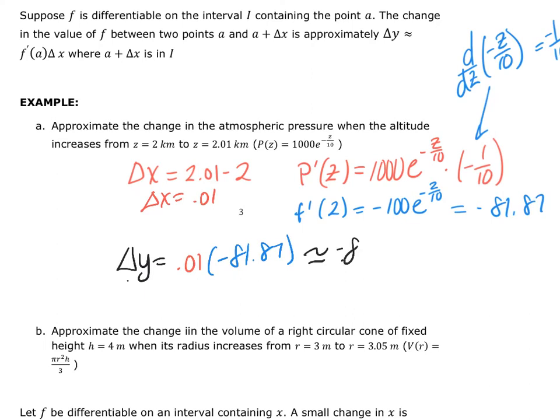Negative 8.1873. Okay, how was that? Negative 8.1873. Negative 81.87, yeah, that's a 7. Since it's multiplied by 0.01, should it be 0.818? That's what I got. Okay, thank you.